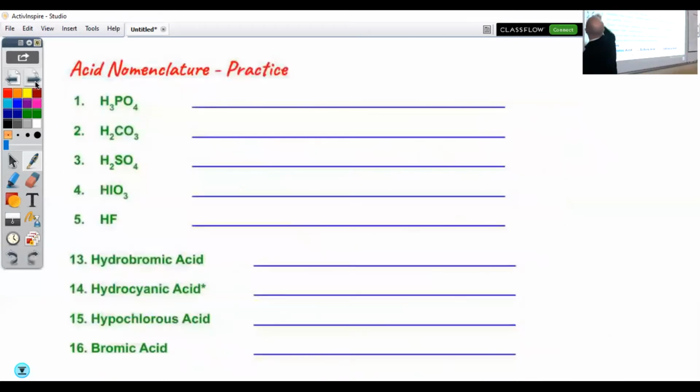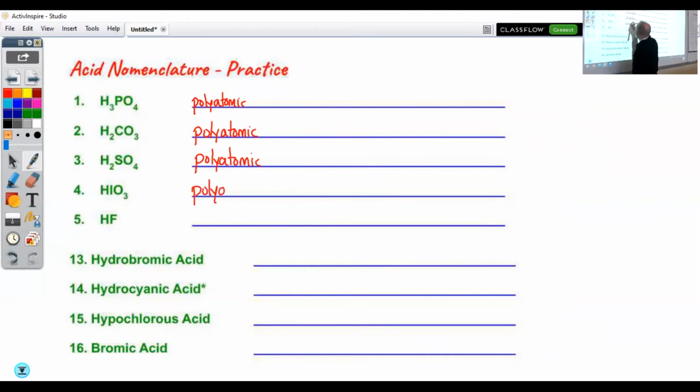Let's take a look at some additional examples. So before we get too far in this, I want to go through and identify these all as either binary acids or polyatomic. So looking at the first one, we have more than one element. So we have a polyatomic. Same thing with the next one. Next one's a polyatomic. Polyatomic. And then finally a binary, all the way at the bottom here.